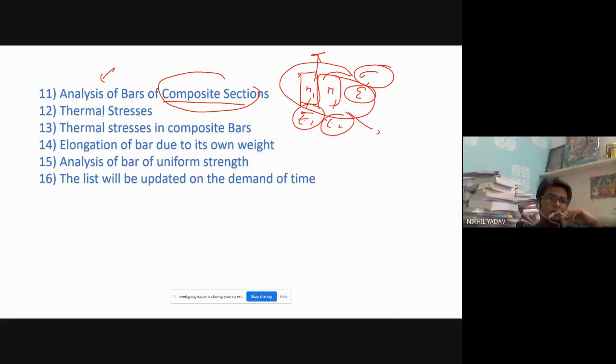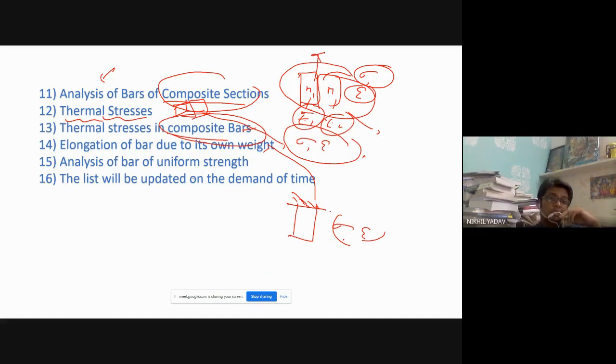Then we will see what the effect of heat on the material is, meaning what stresses and strains are induced in it when the metal or material is heated up, right? Then we will again see the effect of heat on stress and strain in composite parts, right? Then we will find out, if we suspend one part under the action of its own weight, what is the value of the stress and the strain thus caused, right? Then we will find out how to do the analysis of the bar of uniform strength.